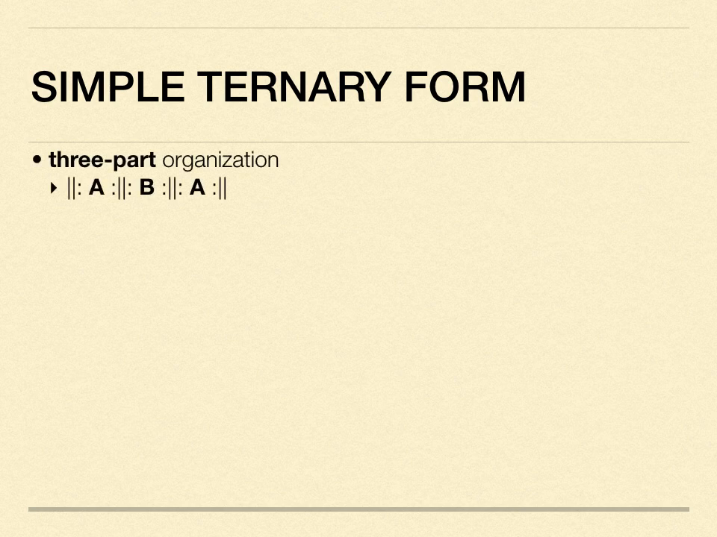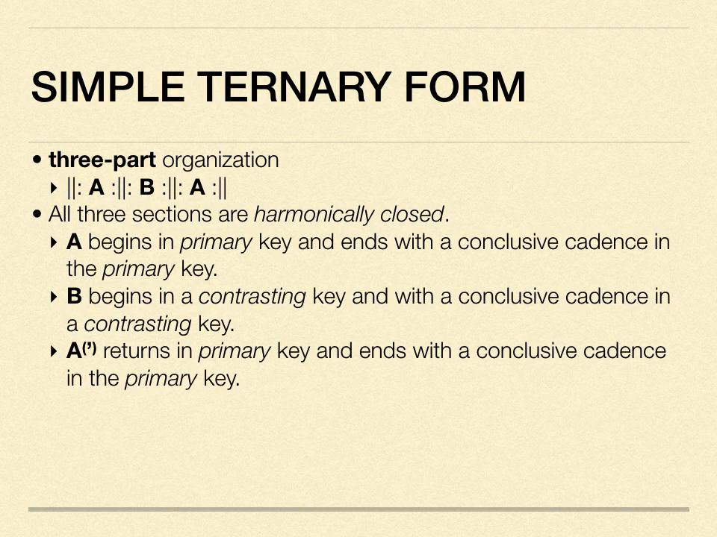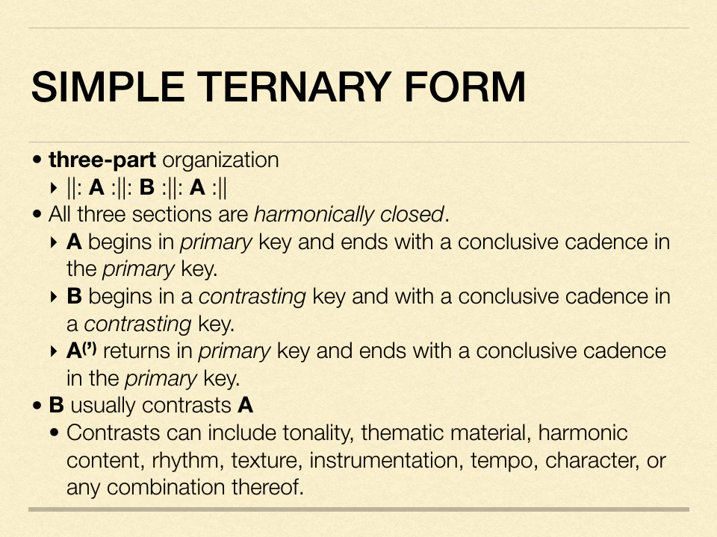Let's move on now to simple ternary form. As previously mentioned, ternary forms are three-part designs. The distinguishing feature of ternary form is the harmonic closure at the end of each section. That is, both A sections will usually end with a conclusive cadence in the primary key, and the B section will cadence in a contrasting key. Also, the B section usually contrasts the A section in some significant and salient ways.